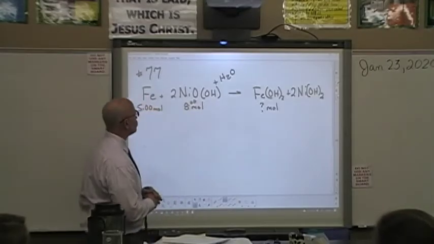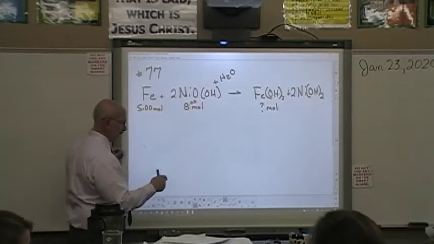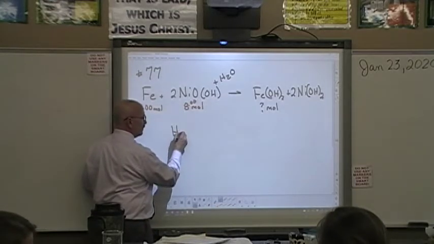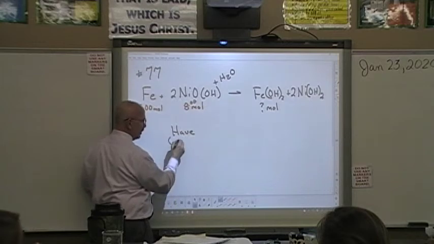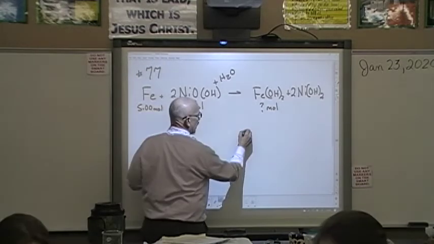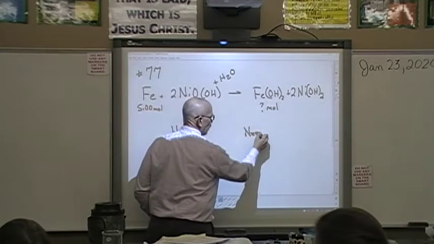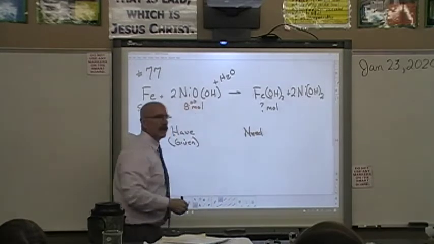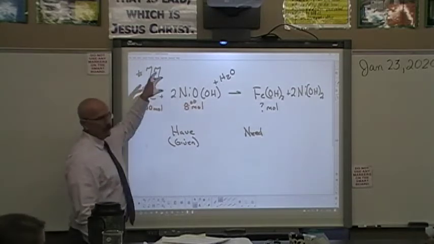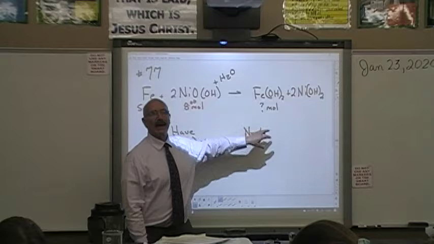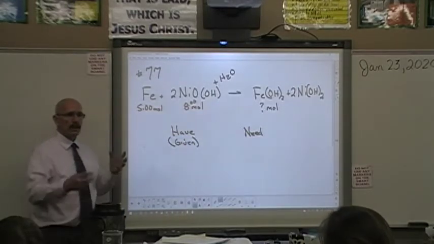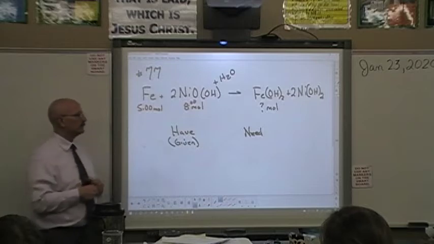So step number 1, I'm going to make 2 columns here. I'm going to put what I have. Sometimes I call this the given column. What am I given in the problem? And what do I need? Sometimes this is called the theoretical, or the ideal ratio. How much of these do I have? How much of these do I need to make this reaction go? So I'm going to compare 2 sets of numbers here.